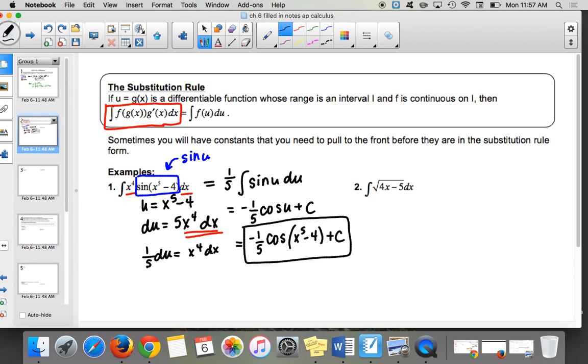What did you do with the x to the fourth out in front? X to the fourth, I replaced x to the fourth dx right here with what it was equal to, 1/5 du. So we'll have 1/5 du, and then the sine of u part was there. So this was the part that was replaced by the blue, and this was the part that was replaced by the red. So the x to the fourth dx is the same as 1/5 du, right? And then the blue part was the sine of u.